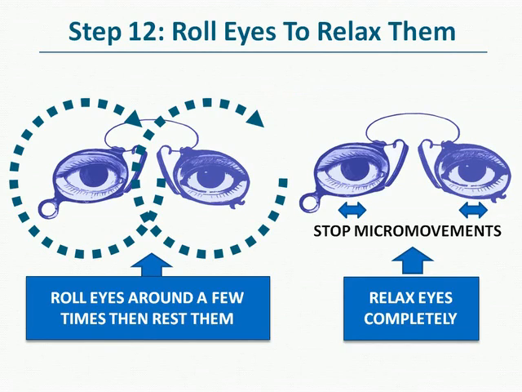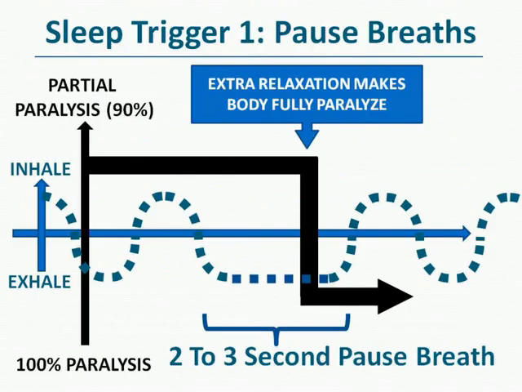This brings us to sleep triggers, which are used to convert partial paralysis into full paralysis. The first trigger is pause breaths. When you reach 90% paralysis, the reason the body doesn't go into full paralysis is it has a little bit of doubt about just how asleep the mind really is. This is because of latent muscle tension. The best solution here is to relax more deeply, but sometimes that's not possible.